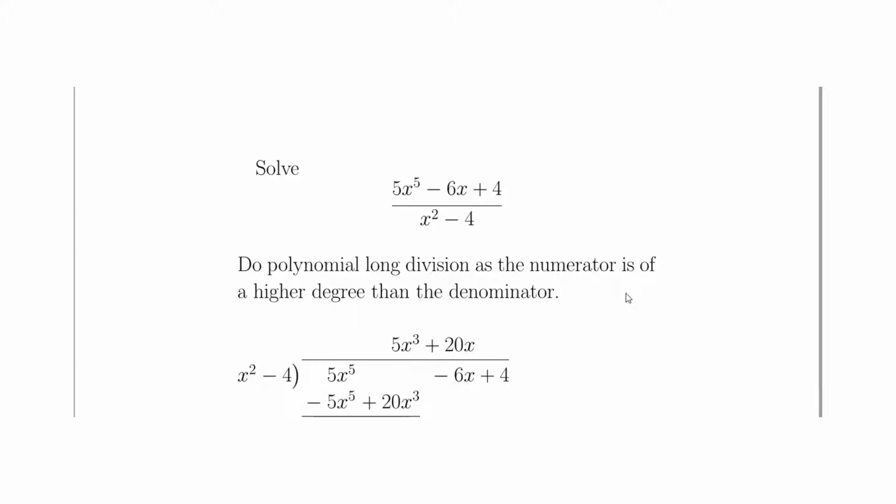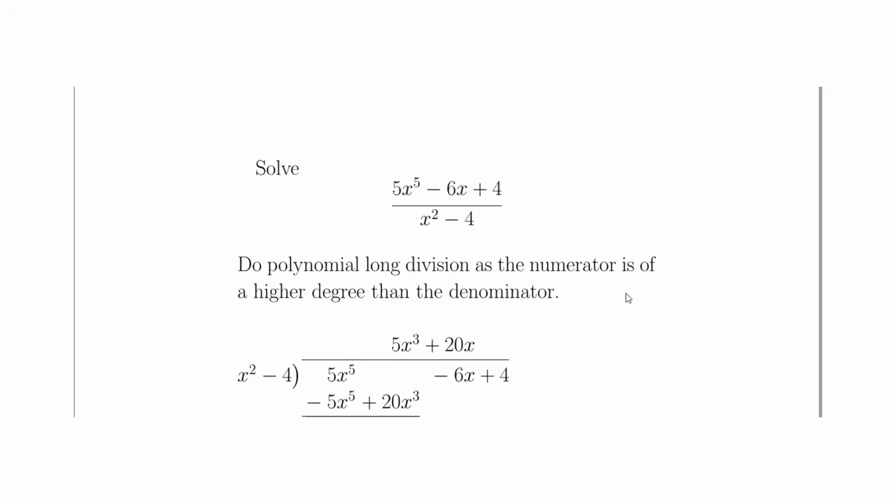So this 5x cubed, what we do now is multiply this 5x cubed by everything on this side. So that's x squared and minus 4. So 5x cubed times x squared is 5x to the 5, and 5x cubed times minus 4 is minus 20x cubed.